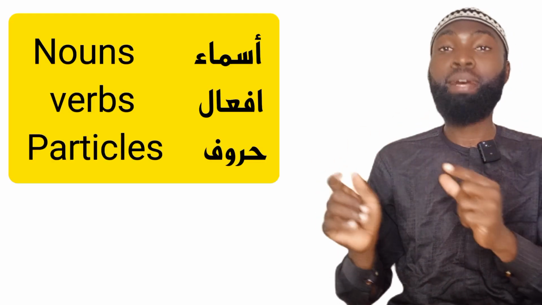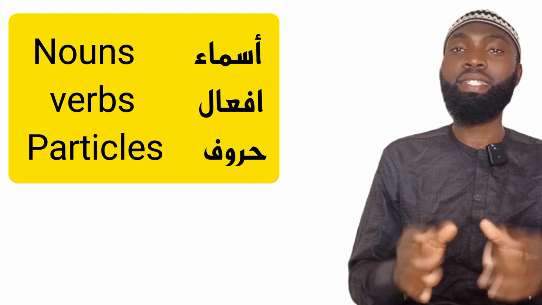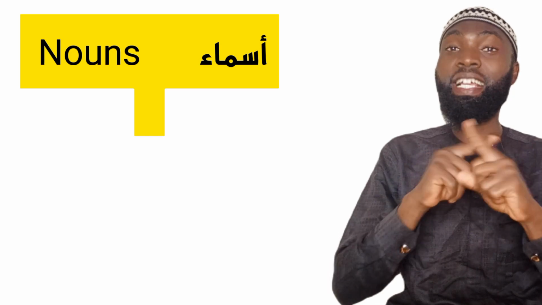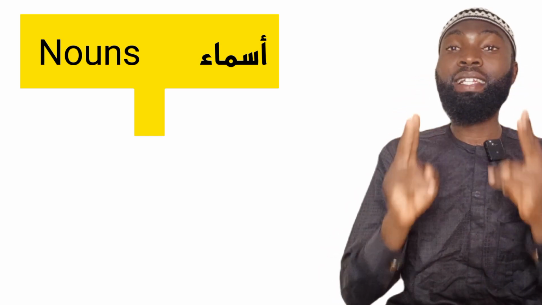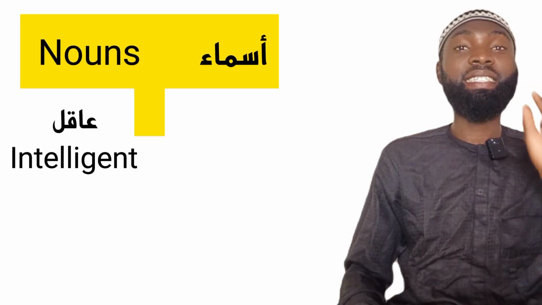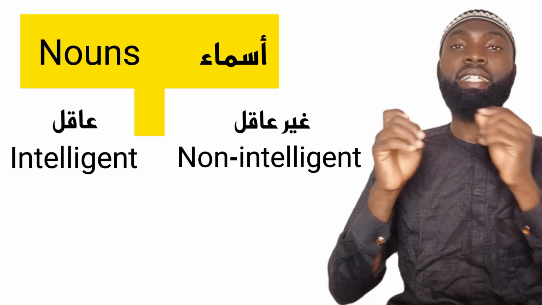Assalamu alaikum. We know that in the Arabic language, the words are classified basically into three. We have the nouns, the asma, we have the verbs, the af'al, and we have the huruf, that is the particles. Today we want to look at the further categorization of the nouns, the asma. The asma, the nouns, are categorized into two, based on the 'aqil, that is the intelligent nouns, and the ghayr 'aqil, that is the non-intelligent nouns.